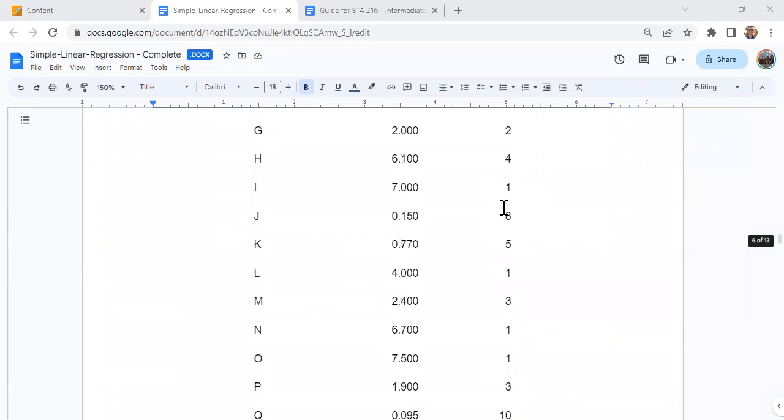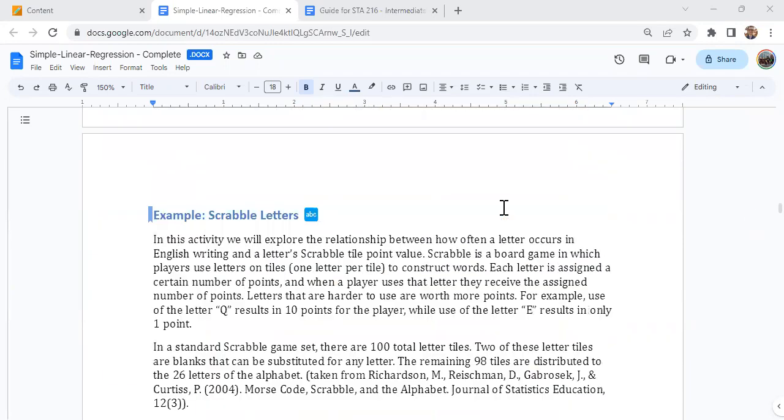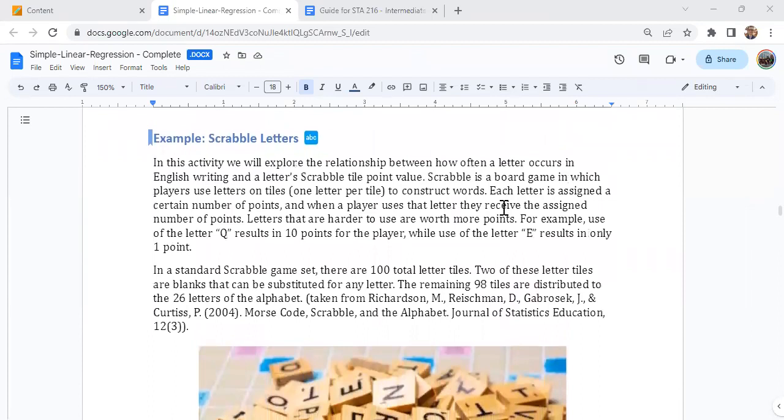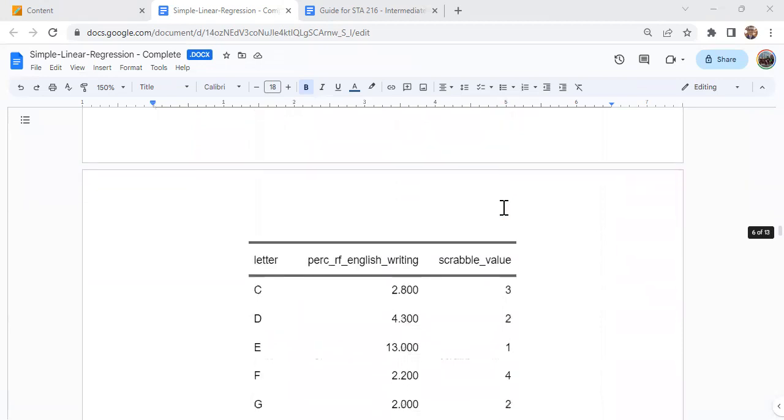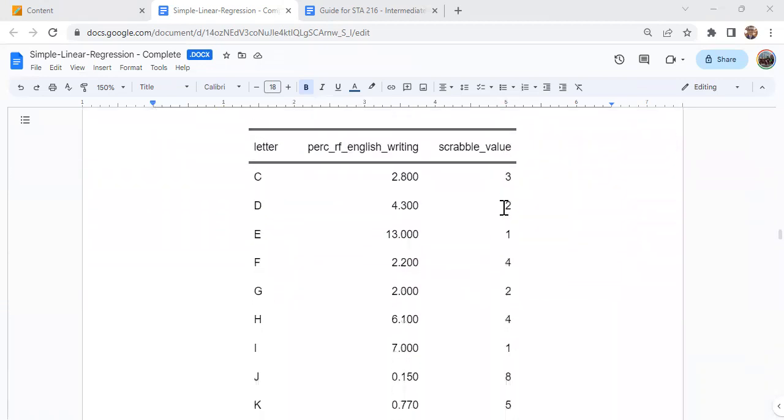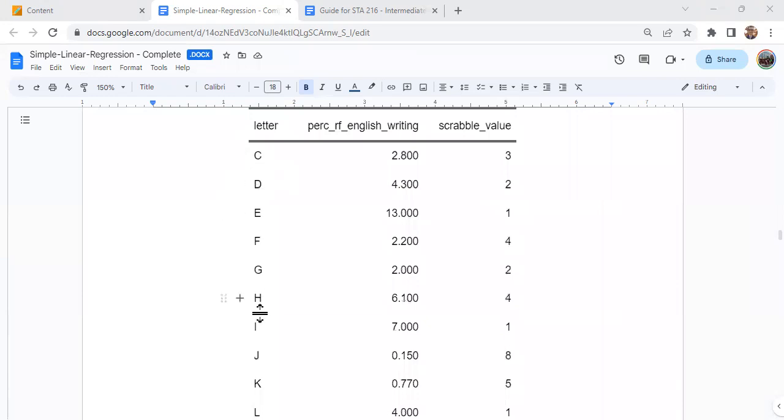So yeah, as a quick refresher, we were looking at this data set on Scrabble letters. Specifically, we were actually able to look at the entire data set because it's not that big. Each letter is a row in this data set, and then we have the percent relative frequency in English writing, so how often the letter shows up in English writing, and then its Scrabble point value. The idea being that Scrabble assigns higher points to letters that are harder to use in the game, right?